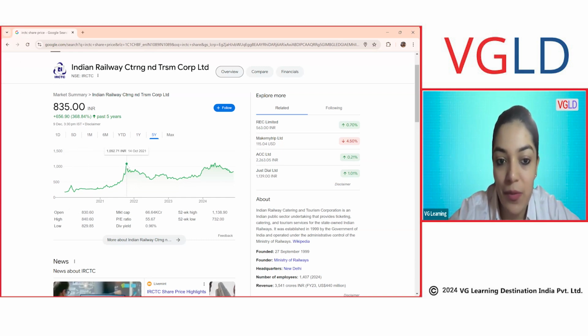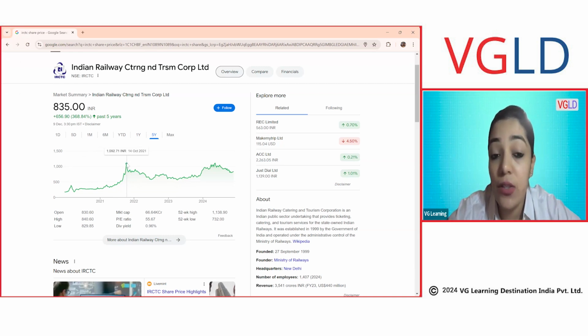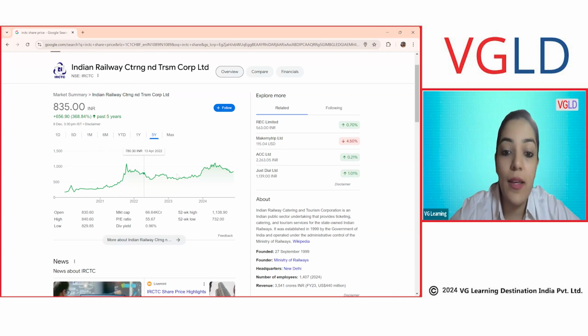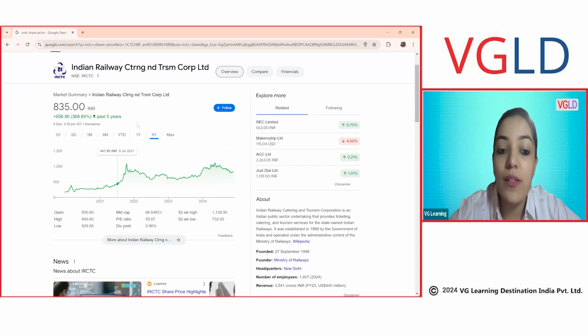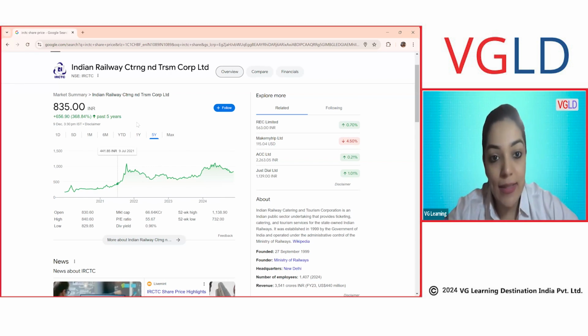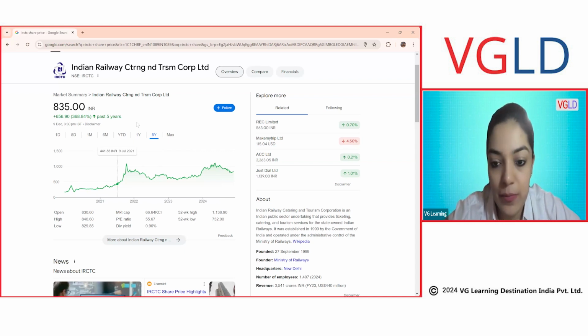178, not on 10, almost 878x returns. So 1092. And now currently it is running at around 835. Okay, it has grown 368% over the past 5 years. So what does it show? That IRCTC is definitely rewarding its shareholders.